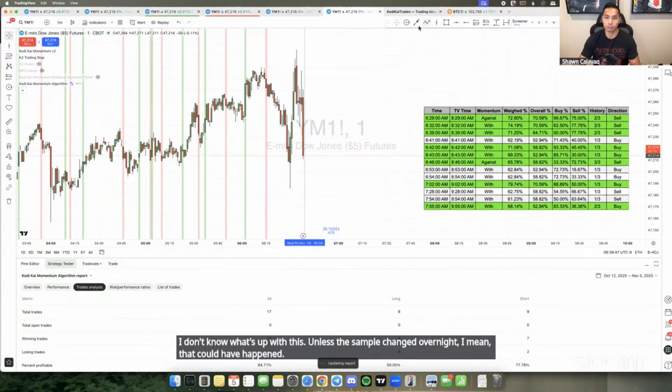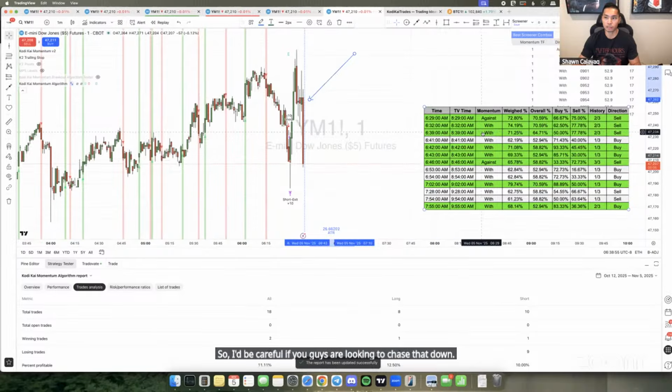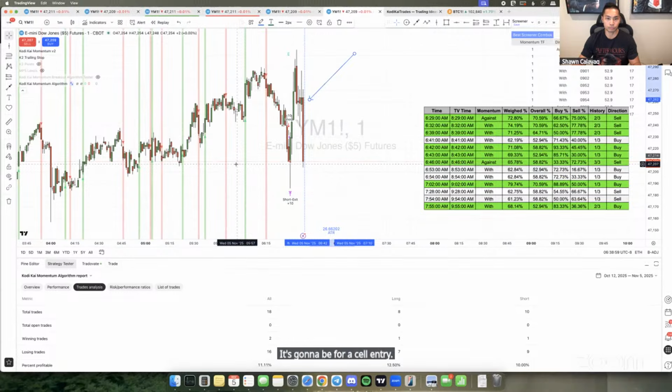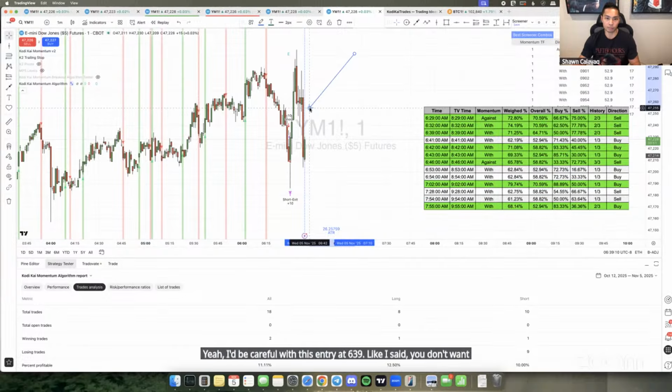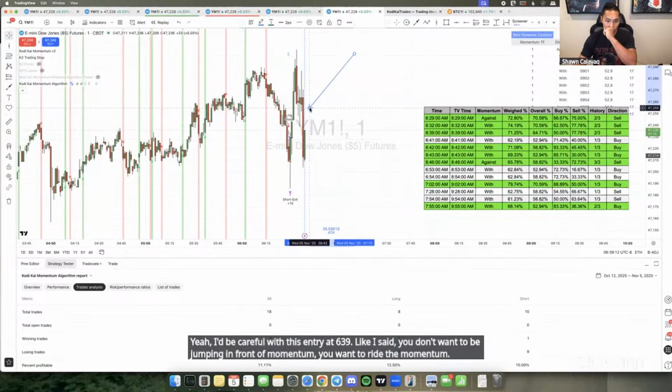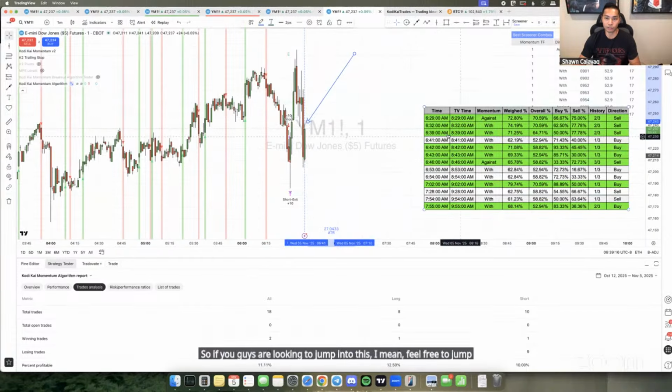Okay, this candle right here prior to the 639 is huge. So I'd be careful if you guys are looking to chase that down. It's going to be for a sell entry. Yeah, I'd be careful with this entry at 639. Like I said, you don't want to be jumping in front of momentum. You want to ride the momentum. So if you guys are looking to jump into this, feel free to jump in. This is the 639 candle.